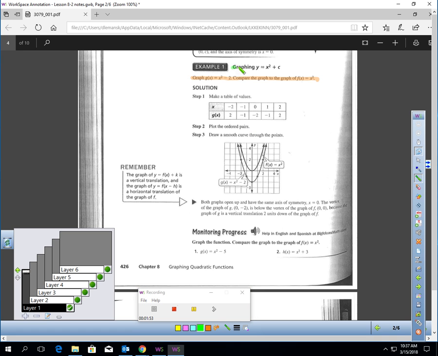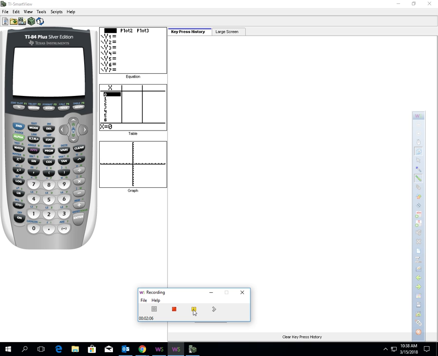So let's talk about how we graph these. The graphing part should be easy. I want to discuss comparing it to the parent function more, but let's just talk about the graphing. You can do this on your calculator. So let's get our calculator out, and let's go ahead and type in both equations.